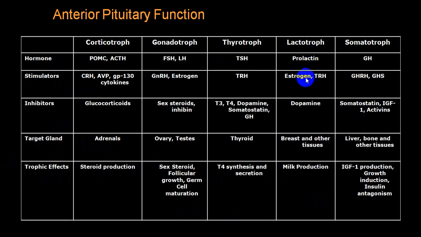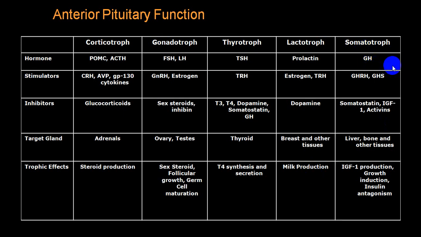So prolactin is stimulated by estrogen and TRH, also by prolactin itself. Lactotropes, that is prolactin, will stimulate target organ, that is breast and other tissue, while dopamine, the prolactin inhibitory hormone, will inhibit prolactin, and the effect on a breast is milk production and milk ejection.